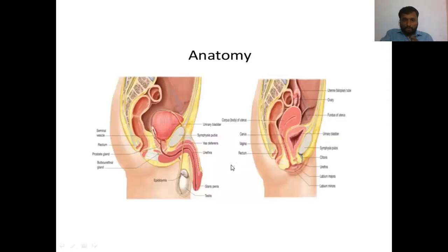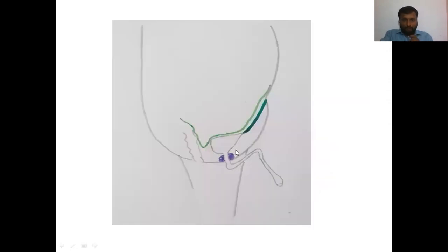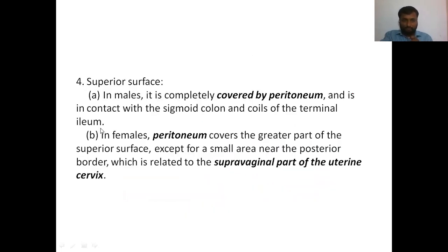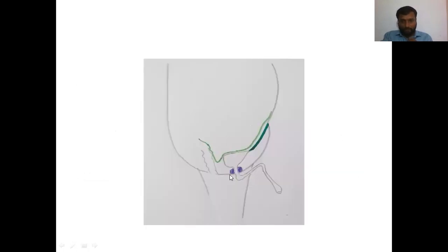Okay. So relations of the apex, base, and then neck. Now the relations of the surfaces. First, the superior surface. In males, it is covered with the peritoneum. That's the only relation. In males, the superior surface is covered with the peritoneum, but in females, it is related to the peritoneum as well as the uterus. We'll see that. So this is the superior surface.